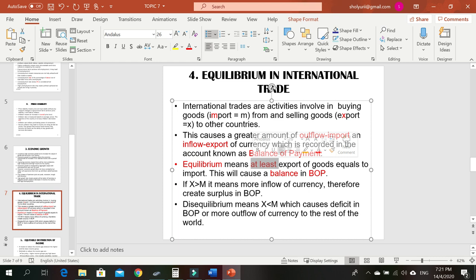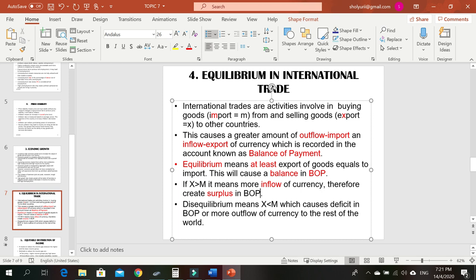Okay. So sekiranya export is bigger than import, it means we will have more inflow. Itulah kan, export kita jual barang kan, inflow of currency. Therefore kita akan ada surplus BOP. Surplus tu maksudnya lebihan dalam BOP kita. Kita ada profit lah ni. Equals to profit.